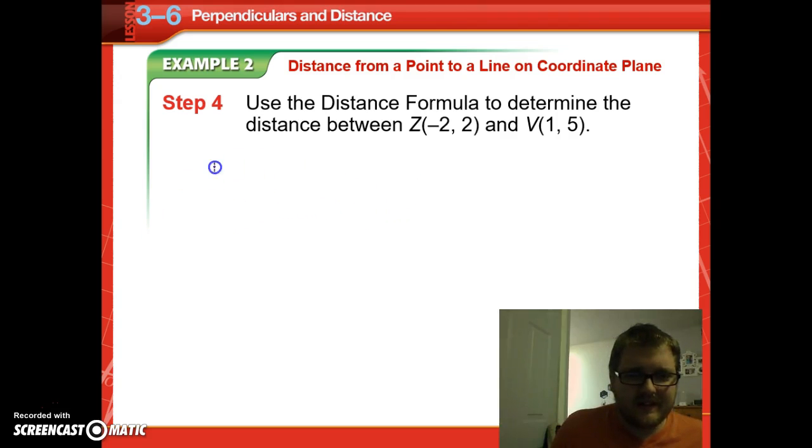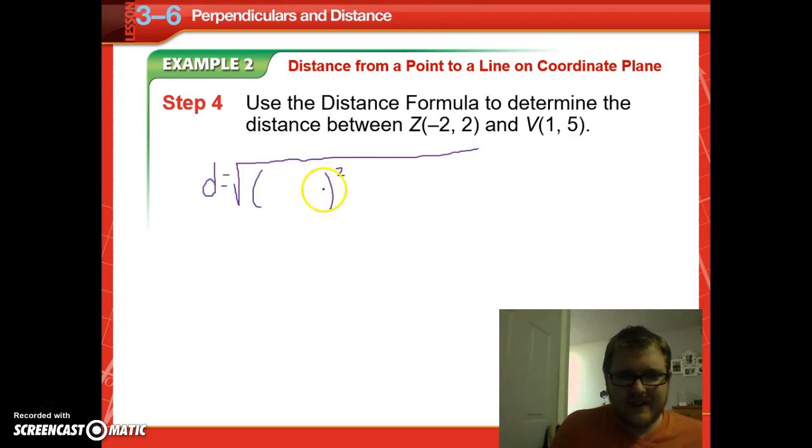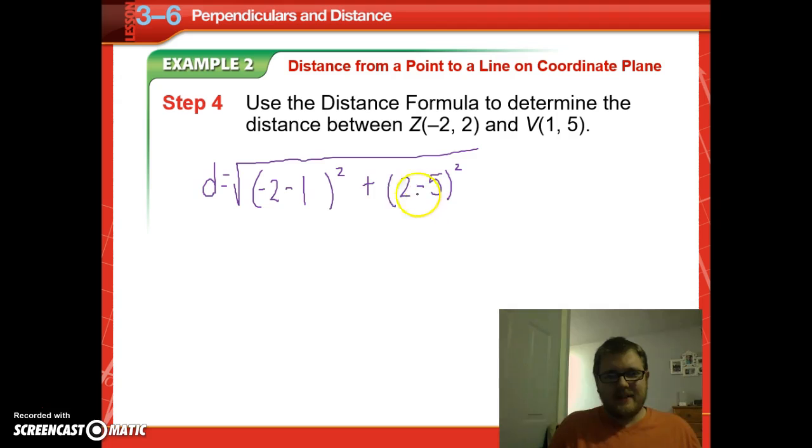So we'll use our distance formula. D equals the square root of the differences between the x's squared plus the differences between the y's squared. So the distance between the x's would be negative 2 minus 1 squared, plus the difference between the y's, we could say 2 minus 5 squared. It doesn't matter which order, because even if it's negative, squaring will get rid of the negative.